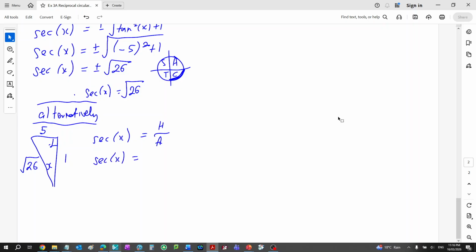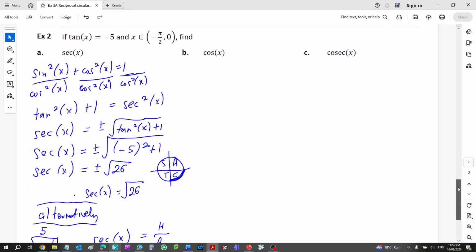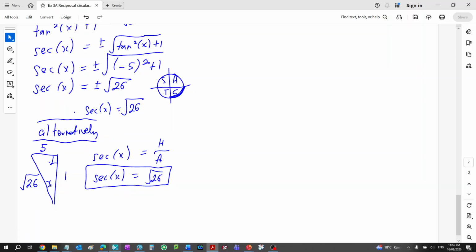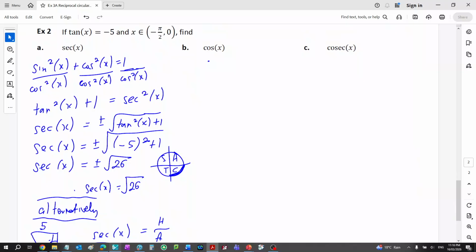Which from my triangle, the hypotenuse is root 26 and the adjacent is 1. And because I'm in quadrant 4, that's my answer. So that's probably how I would do that question myself, but either's okay. Now to finish this off, cos of x, well, I'm just going to look at my triangle. Cos of x is adjacent over hypotenuse, so it's 1 on root 26. I will rationalize the denominator, so root 26 on 26, and because we're dealing with cosine, we're in quadrant 4, so it's positive. That's my final answer.